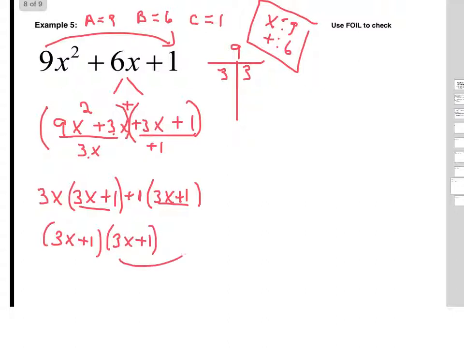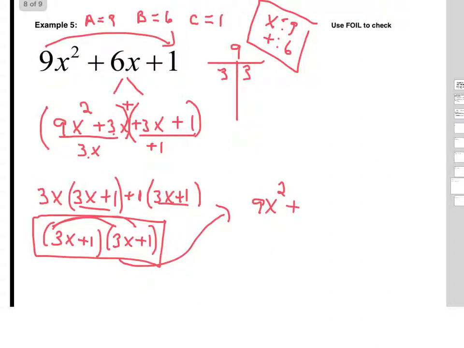I'm going to FOIL to check. So there's my answer. FOIL, I'd get 3 times 3 is 9x squared. That's these two. And then plus 3x. And then plus 3x again. And then 1 times 1 is 1. So this checks, because that's going to add to 6x.